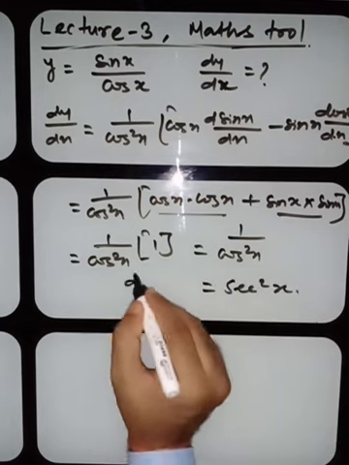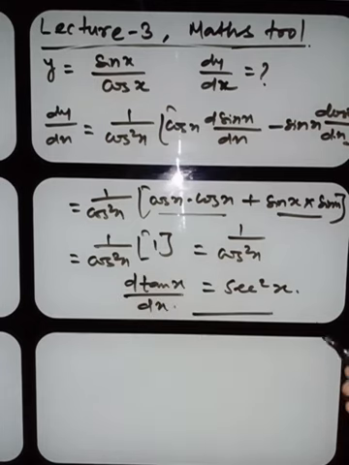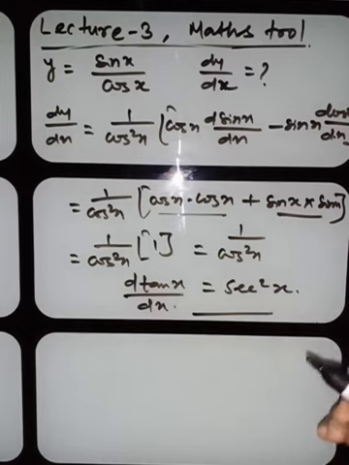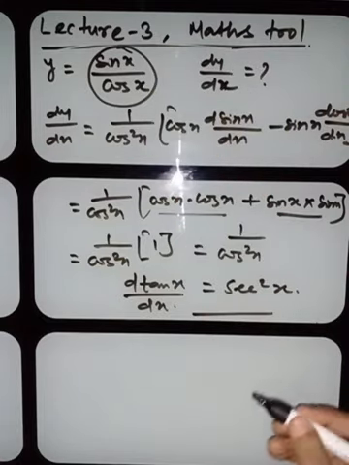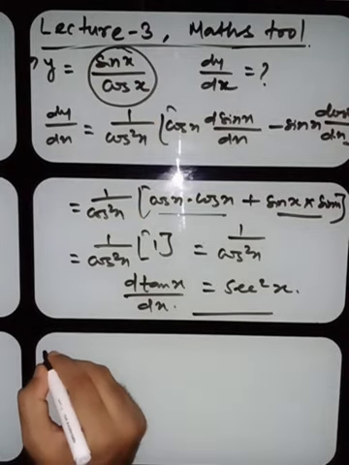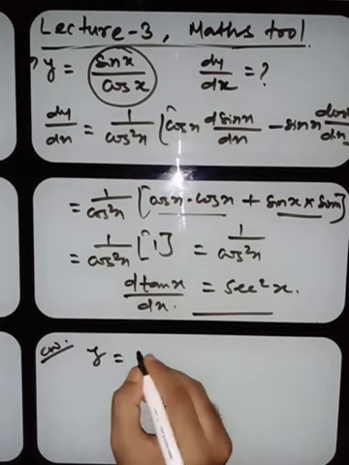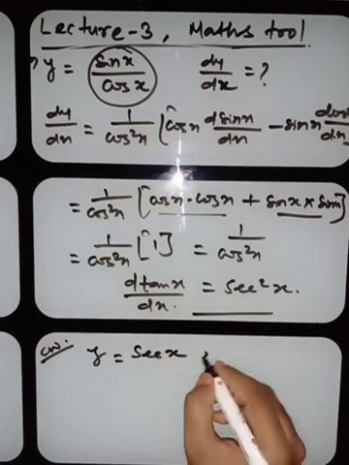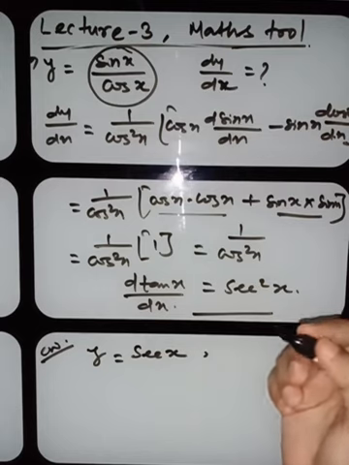Try to remember d tan x by dx. Differentiation of tan x. Do you remember, my dear students? Differentiation of tan x was sec square x. Now you can see this sin x by cos x becomes tan x. In the same way you have to derive all the formulas. Alright, so your classwork: y is sec x. You have to find dy by dx. If you can solve, try to pause the video and solve it.